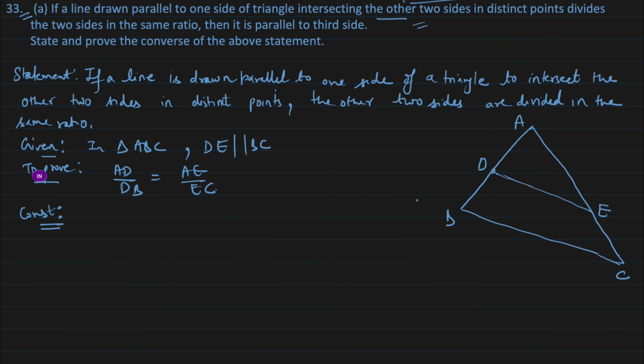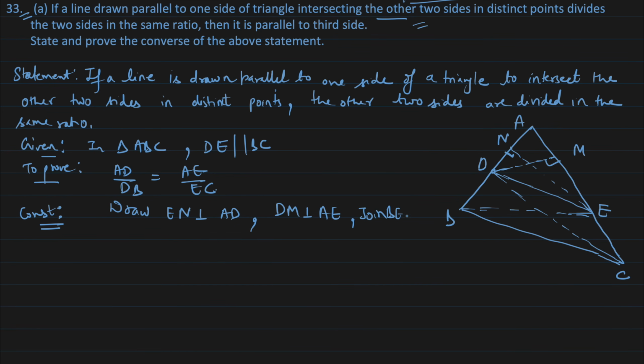You have to draw perpendiculars, right? Draw a perpendicular from here to here. Let's name it as M. Draw a perpendicular from this to this. Let's name it as N. And join BE. Join this DC, right? Figure should be perfectly clean, students. So construction is, we draw EN perpendicular to AD or AB and DM perpendicular to AE, and we join BE and DC, right? So let's begin with the proof here.